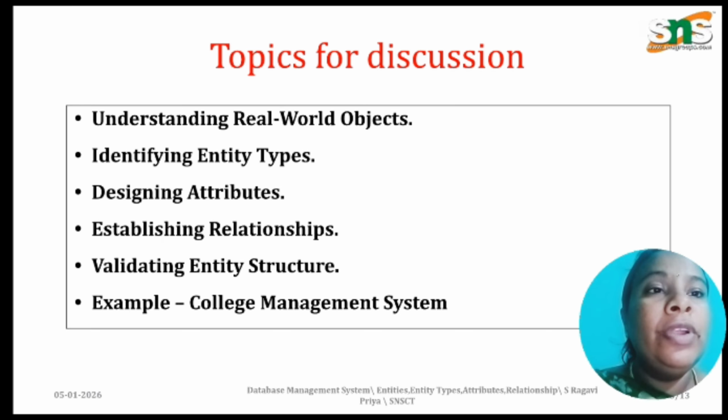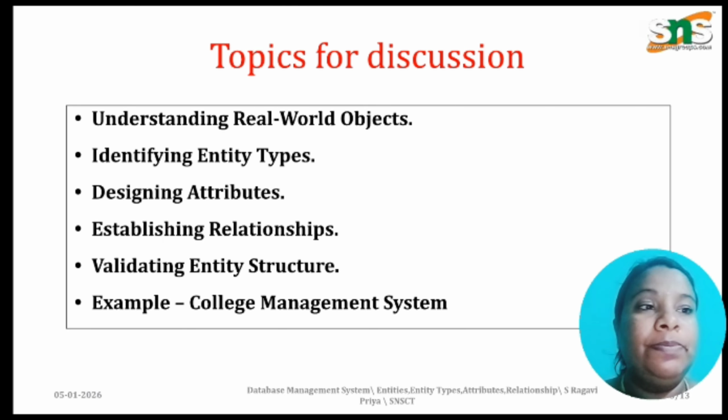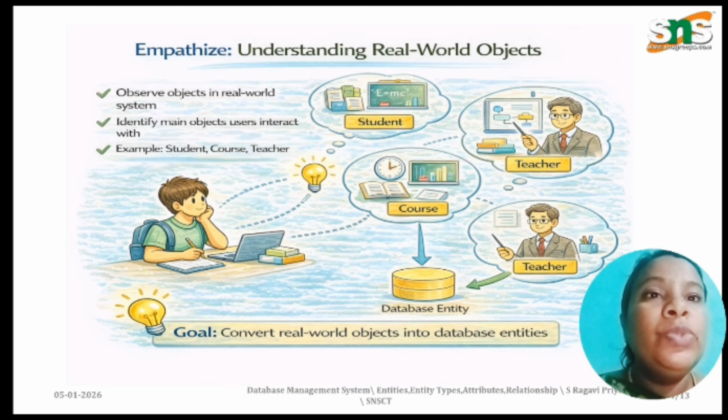So the topics for discussion: understanding real world objects, identifying entity types, designing attributes, establishing relationships, validating entity structure. Example: college management system. So empathize, understanding real world objects. Observe objects in the real world system and identify the main objects users interact with. Example: student, course, teacher. The goal is to convert a real world object into a database entity.